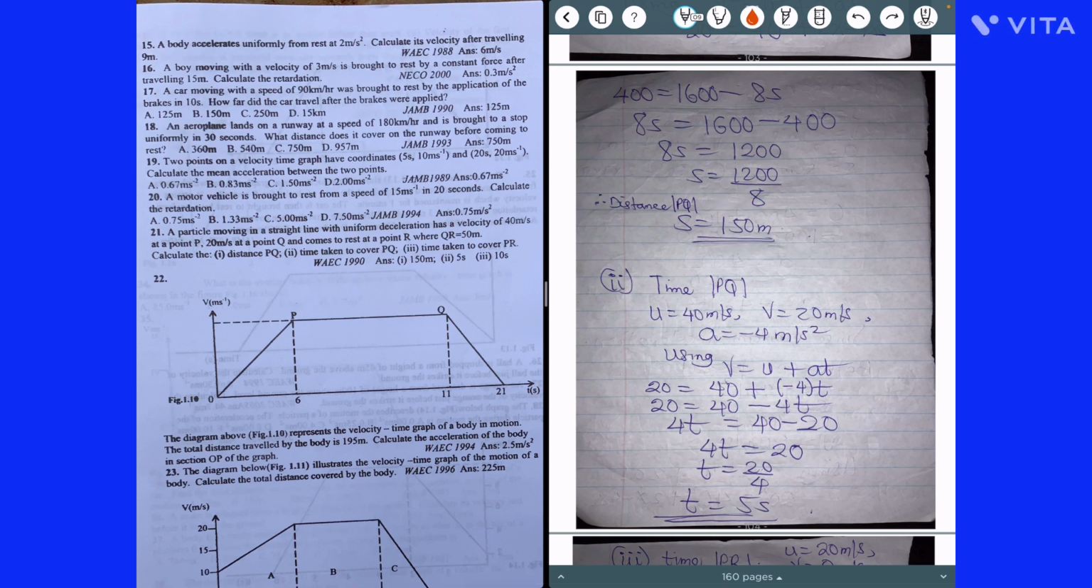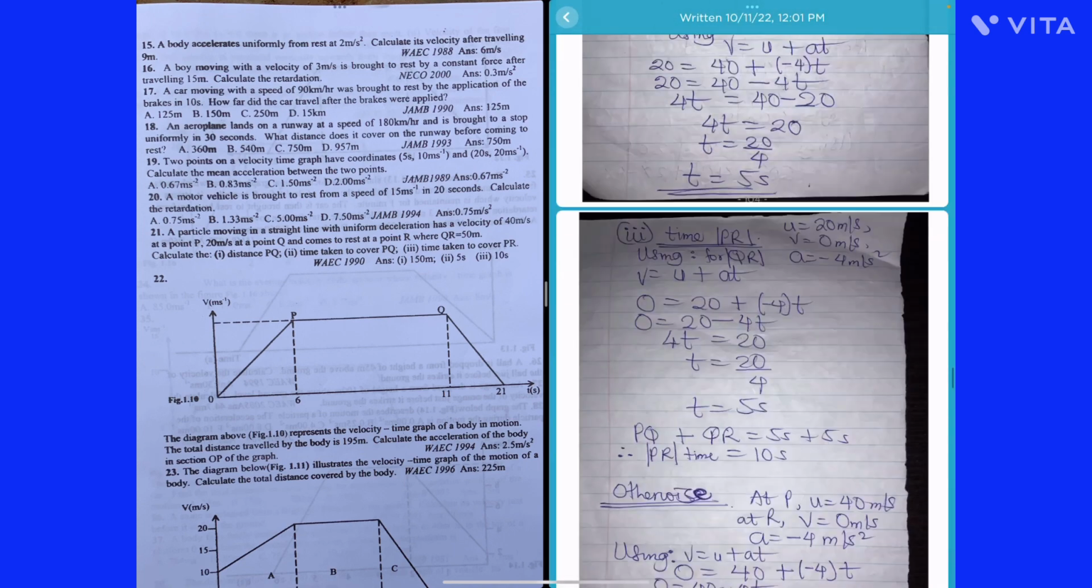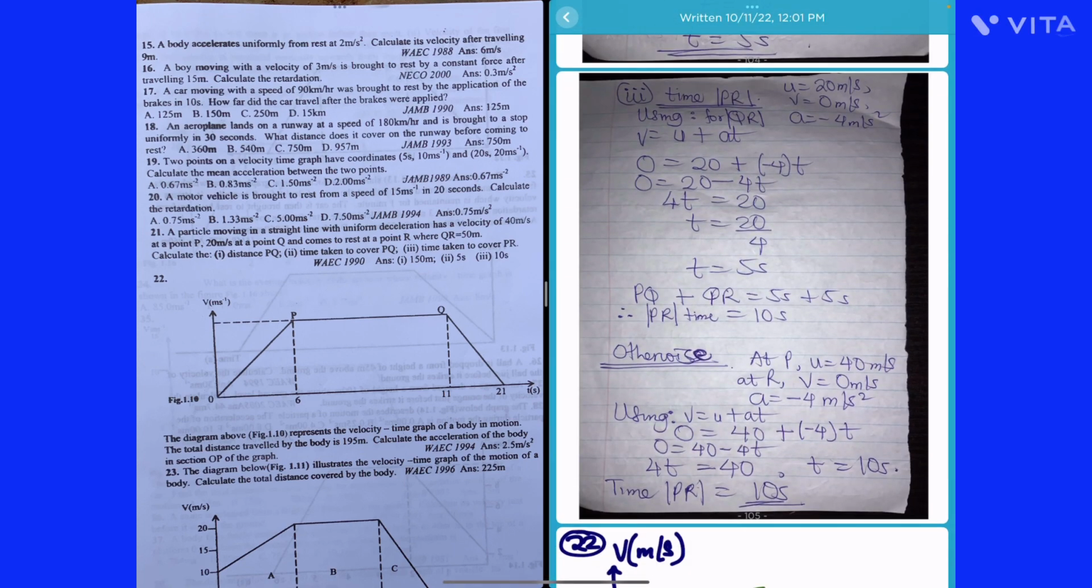The question says also in Roman numeral 2 that we should find the time PQ. Find time taken to cover PQ. That's simple. Between P and Q, initial velocity is 40. Velocity at Q, which is the final velocity for that stage of the motion, is 20. A is minus 4. Using v is u plus at, we get our time as 5 seconds. I'll be leaving those mathematical simplifications because I'm sure it won't give you any problem.